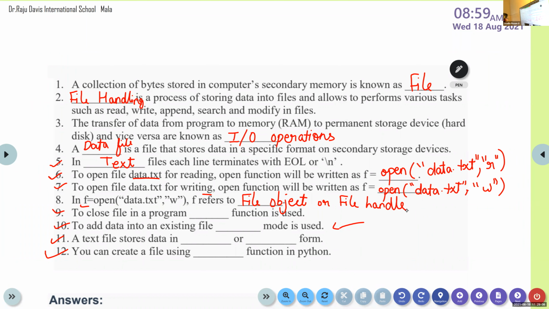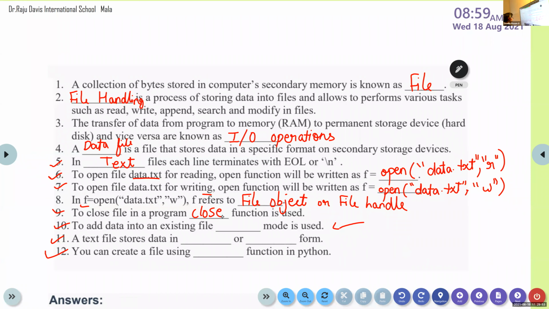Now, Dia. To close file in a program, dash function is used, which is a function which has been used to close a file. Yes? Close. Excellent. It is close. Yes, now I would like to call Emmanuel. 10th one. Append. Excellent. To add data into an existing file, we use append.